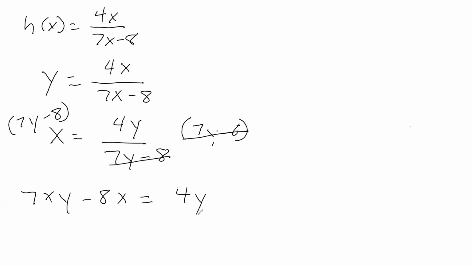the 4y. The next thing I'm going to do is move my y's to one side, my x's to the other side. So I am going to leave the 7xy where it is. I'm going to minus the 4y to move it over. And I'm going to add the 8x to move it over. So now I have 7xy minus 4y equals 8x.